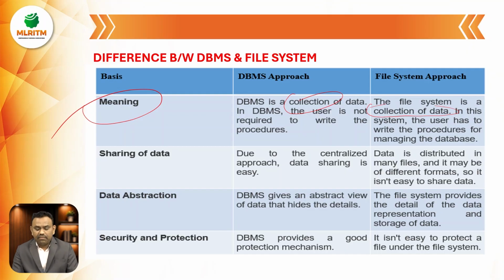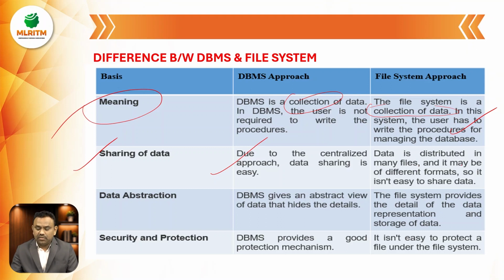But here it is not required to write any big lengthy code or procedures, whereas in the file system we require some procedures and functions to manage the data. Coming to the second difference, sharing of data. Due to the centralized approach, data sharing is easy in the DBMS. We have seen this in the last diagram. Next, coming to the file system, it is distributed in many files and it may be in different formats.